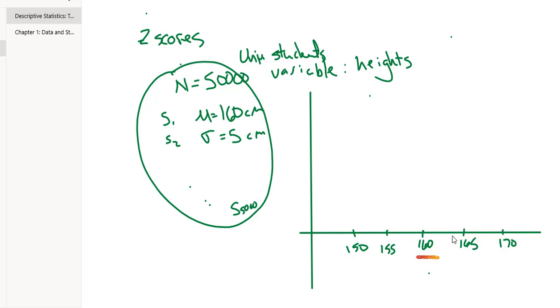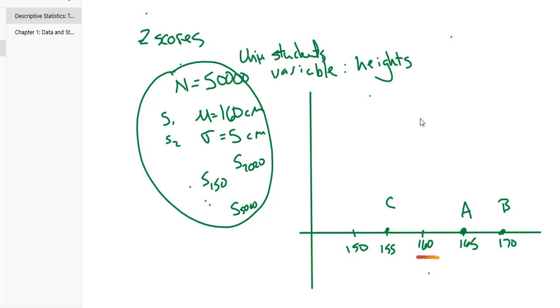Now, let's suppose that we have one of the students, say FS2020 or something, and their height is here. They are 165 centimeters tall. So let's call that student A. And let's say we have a student B, and their height is 170, and a student C, and their height is 155, and so on.